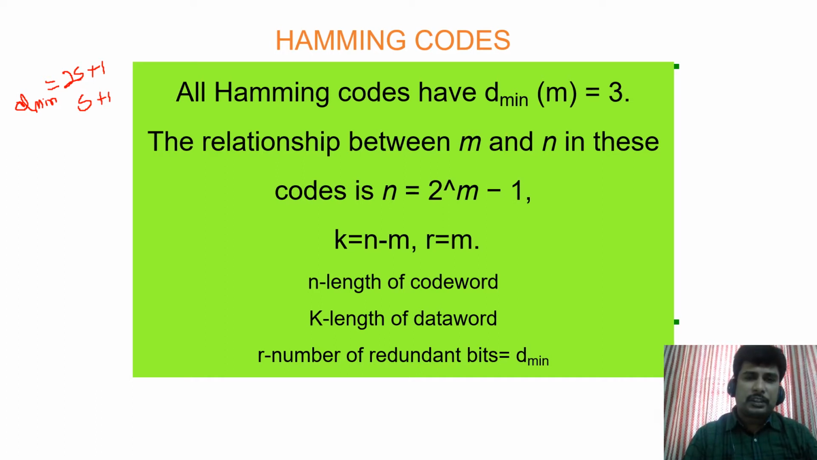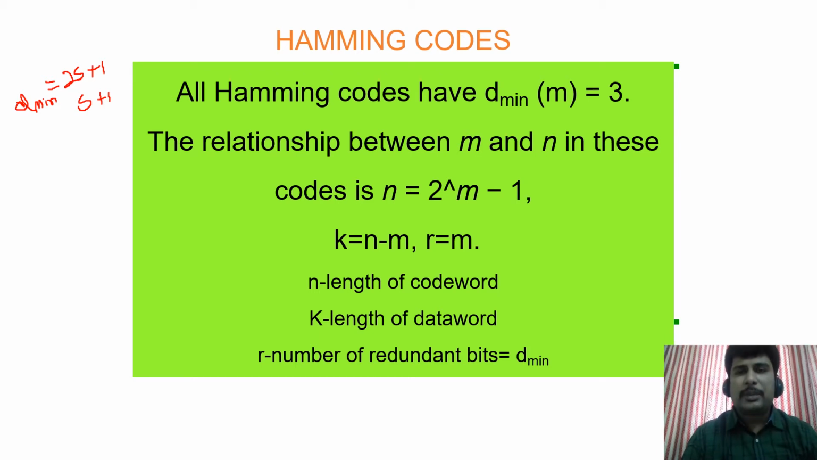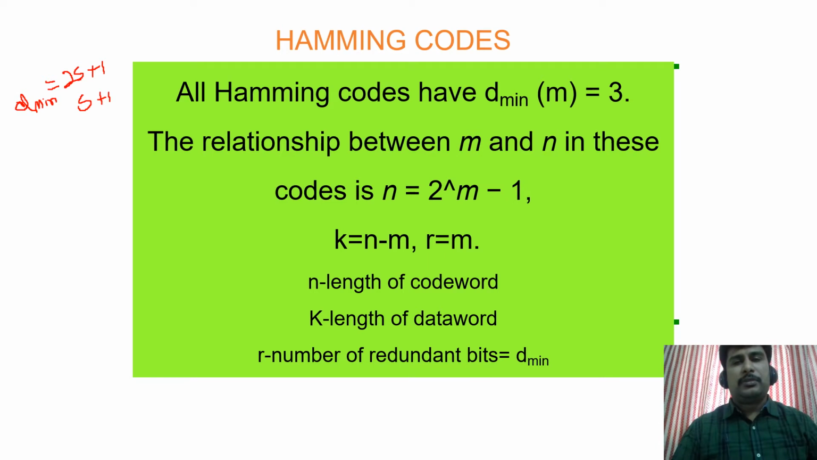So if I want to detect one error, the minimum Hamming distance should be 1 plus 1 equal to 2. But if I want one bit of error to be corrected, the minimum Hamming distance required is 2 into 1 plus 1, which is 3. So Hamming code has a minimum Hamming distance of 3, so it can correct up to 1 error. We can correct up to 1 error using Hamming code.